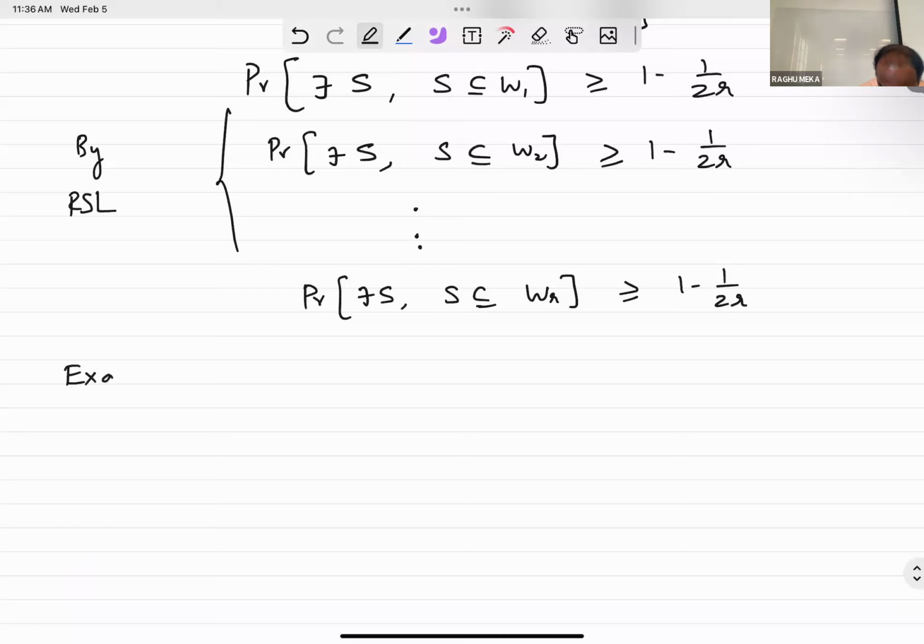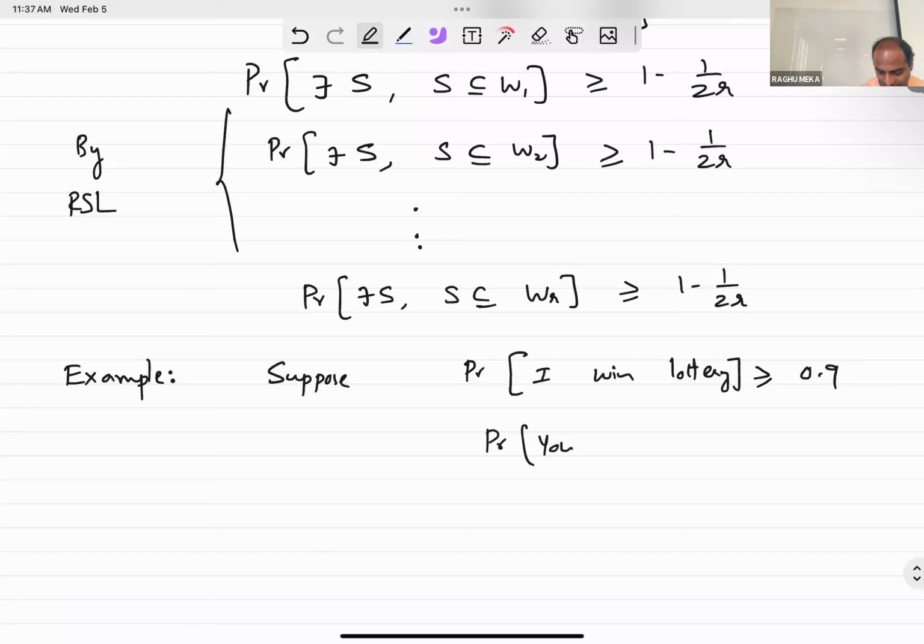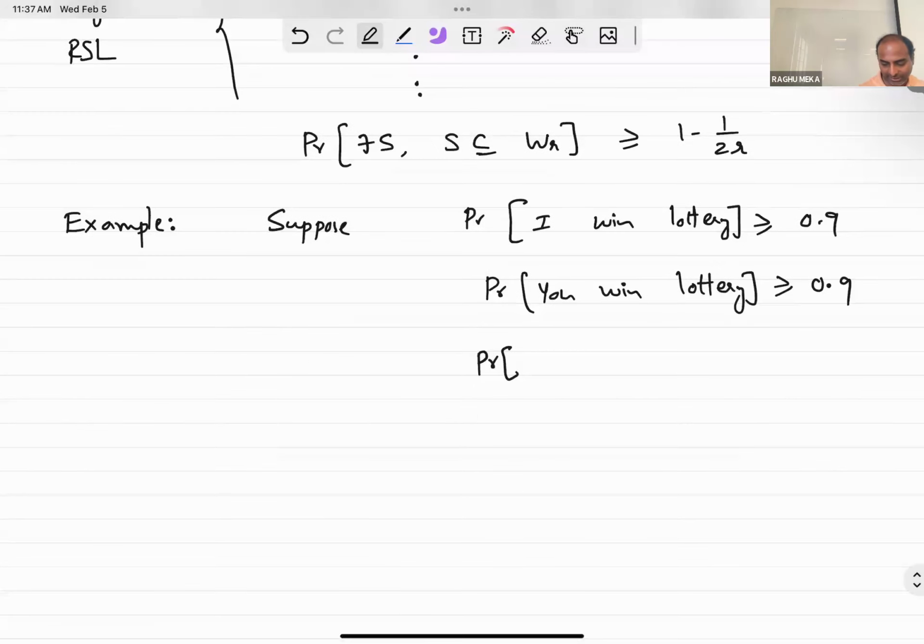As an example, suppose I tell you the probability I win the lottery is 0.9, for whatever reason. The probability you win the lottery is at least 0.9. And this need not be independent. Who knows, maybe our numbers are correlated and so on. But what's the chance that both win the lottery?